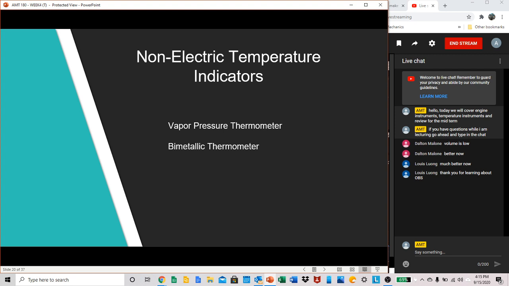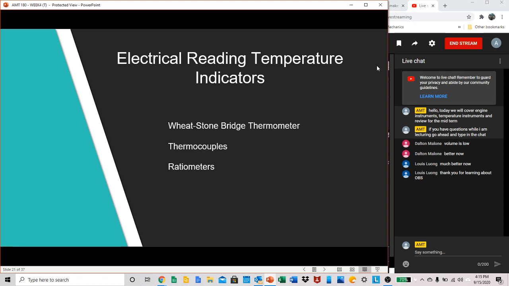We have non-electric temperature indicators, such as vapor pressure thermometers and bimetallic thermometers. Those are considered non-electric. And the electrical reading temperature indicators we have would be a Wheatstone bridge thermometer, we have thermocouples, and ratiometers. These are all of the devices that the FAA wants you to know.